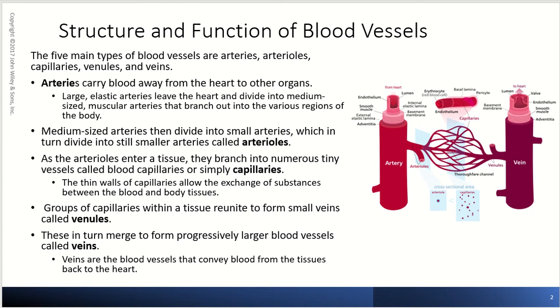Groups of capillaries within a tissue are going to unite to form small veins called venules, and in turn these little venules are going to merge to form progressively larger vessels called veins. And veins are the blood vessels that are responsible for conveying blood from the tissue back to the heart.